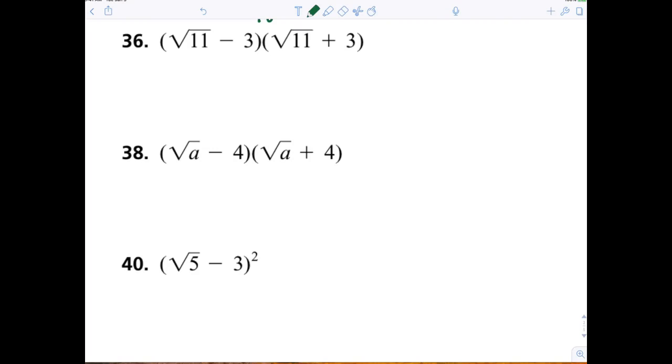Square root 11 times square root 11 is what? 11. Negative 3 radical 11. And then what? Positive 3 radical 11. And then negative 3 times positive 3 is negative 9. Any issues? And then look what happens here, guys. What do they do to each other? 11 minus 9. Beautiful. That wasn't bad. All right, let's take a look at 38 now.